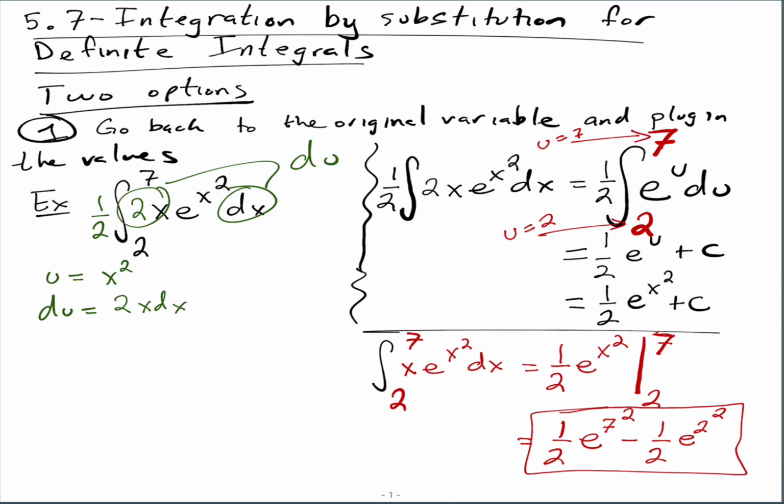So what happens often is students will go like this, and then they'll put a 2 and a 7 here, and then they'll plug in the 2 and the 7 for u, which is not okay, right? Because 2 and 7 are x values. Yes? Okay, all right. So that's good. So any questions about that? No? Okay, so now, just to make sure things are completely clear, let's look at option 2.